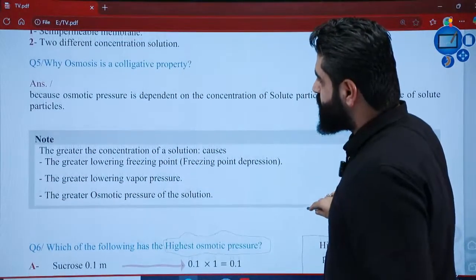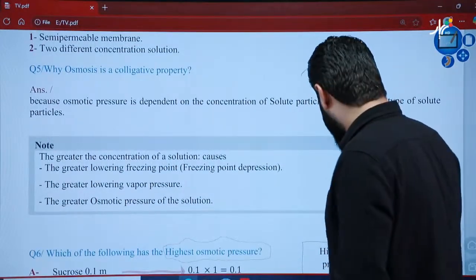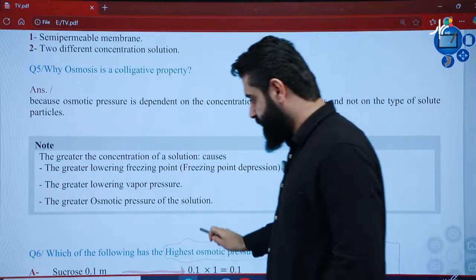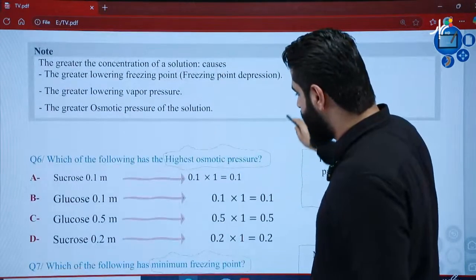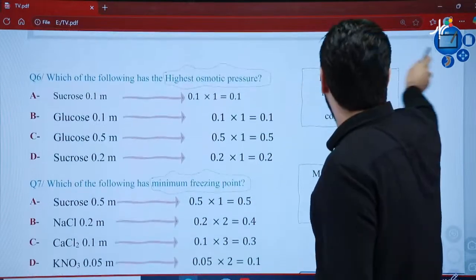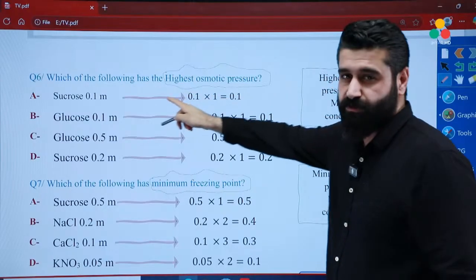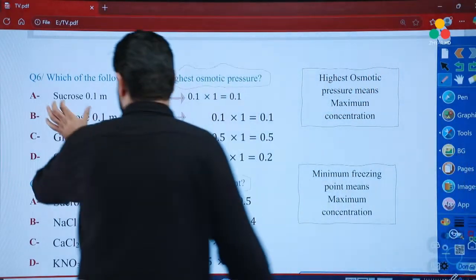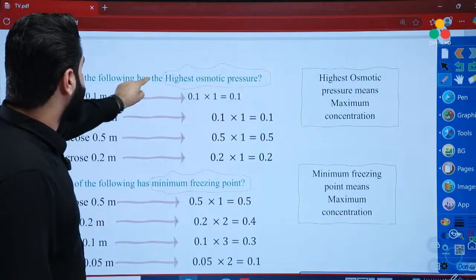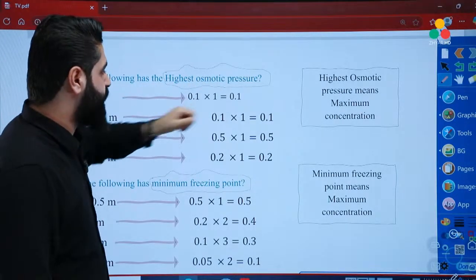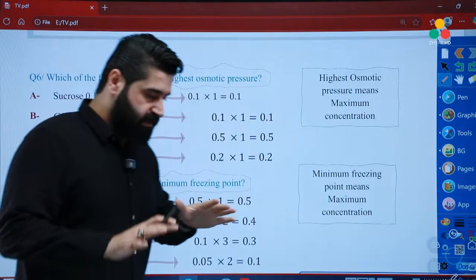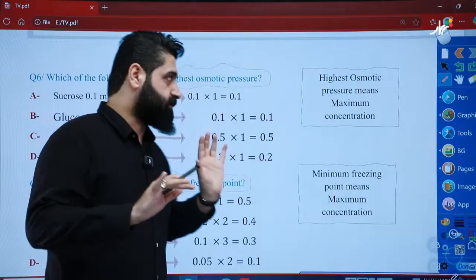So I think I have nothing else to say, but the last thing in this chapter is this question. Look at this. Which of the following has the highest osmotic pressure? It means the highest total molar concentration.